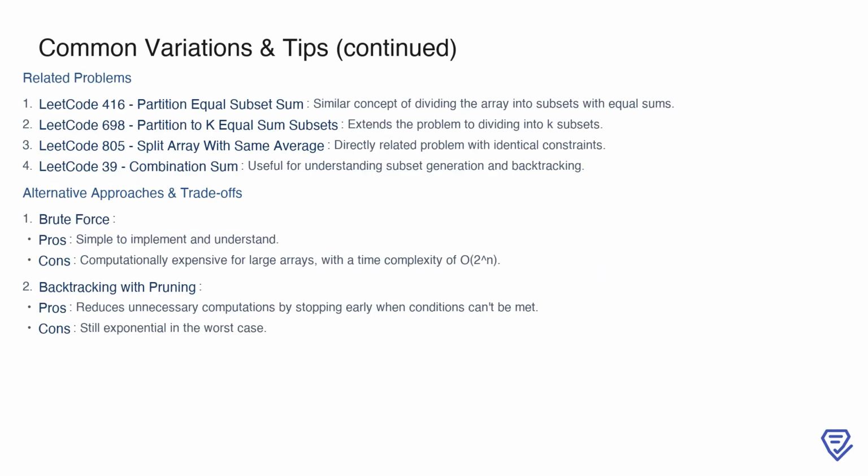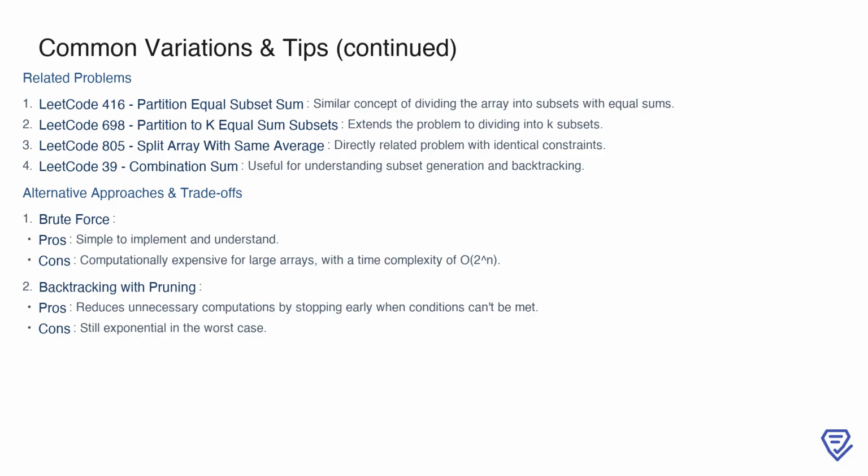This problem shares similarities with other well-known problems, which can provide helpful context. For instance, LeetCode 416, Partition Equal Subset Sum, involves dividing an array into subsets with equal sums, a concept closely related to this challenge. Another example is LeetCode 698, Partition to K Equal Sum Subsets, which generalizes the problem by requiring division into k subsets. Of course, LeetCode 805 itself is the direct problem we're addressing here. Additionally, LeetCode 39, Combination Sum, can provide insight into subset generation and backtracking techniques.